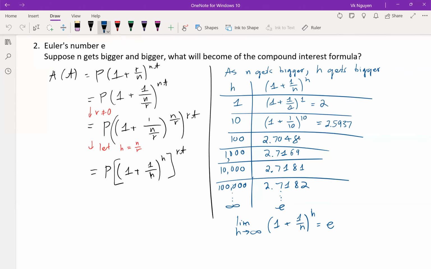So once we know this, the formula would become A(t) equal to P e to the rt, and this is called the continuous compound formula.